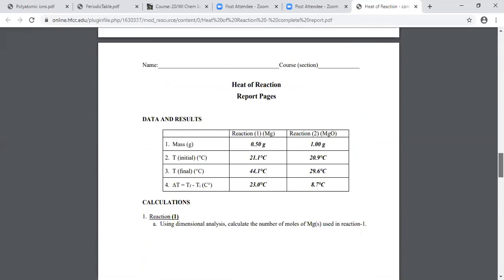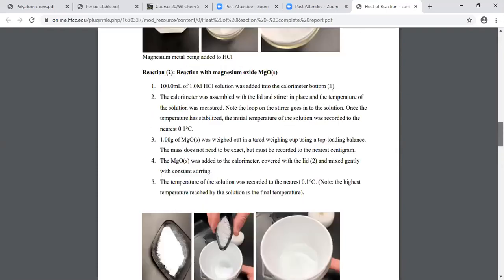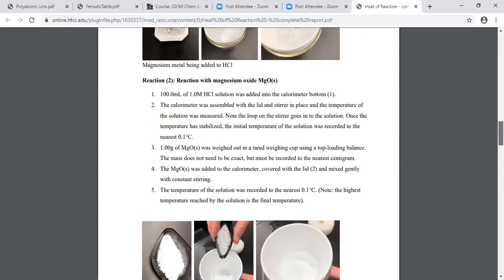So you're going to be using the results on this page to do your calculations. Reaction 1 is with the magnesium metal and the hydrochloric acid. We have the mass in grams, our initial temperature, our final temperature, and then we give you the change in temperature, so T final minus T initial. You're going to use the virtual lab.